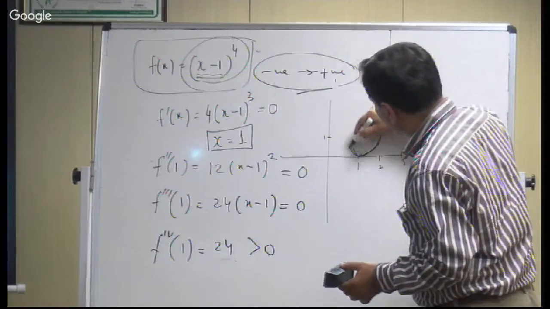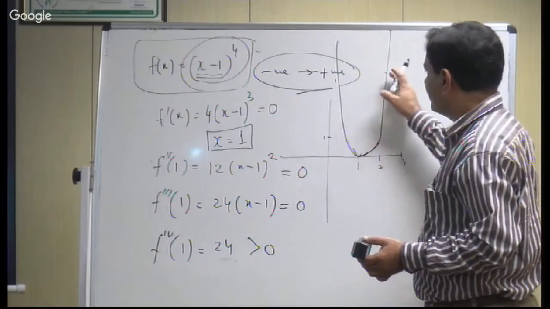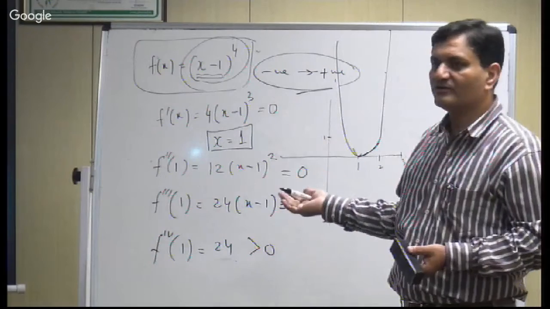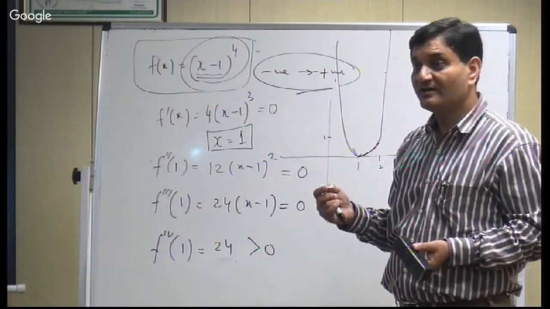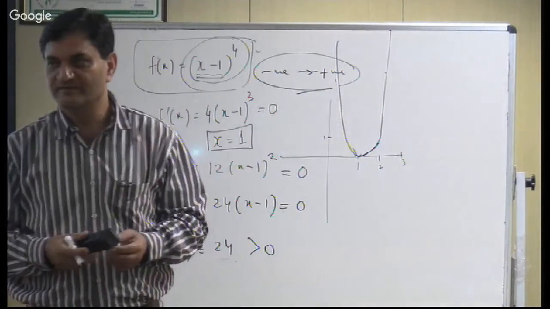But we don't have to draw the exact graphs. Here, at least if you know that the rough sketch is like this, you can just look at it and you can know that the point x equal to 1 is a point of local minima. So these whole calculations you can avoid. Is that clear to you?